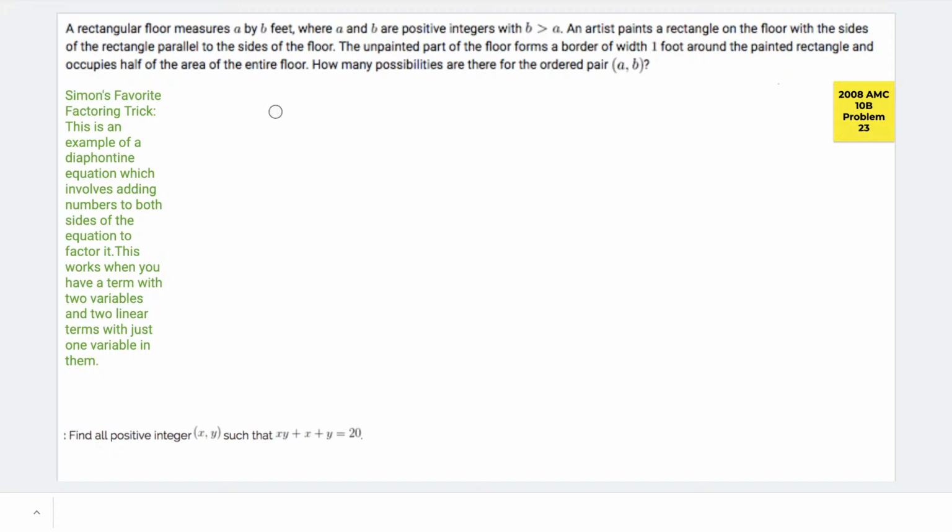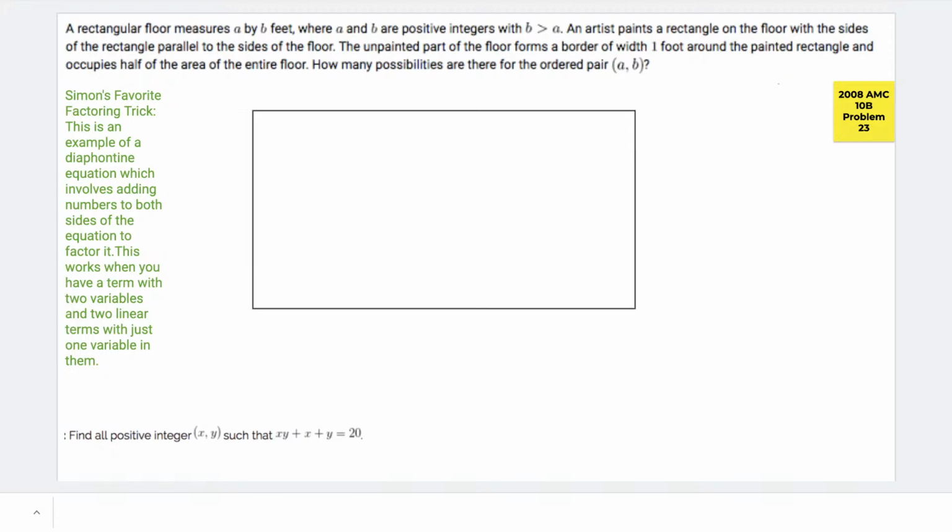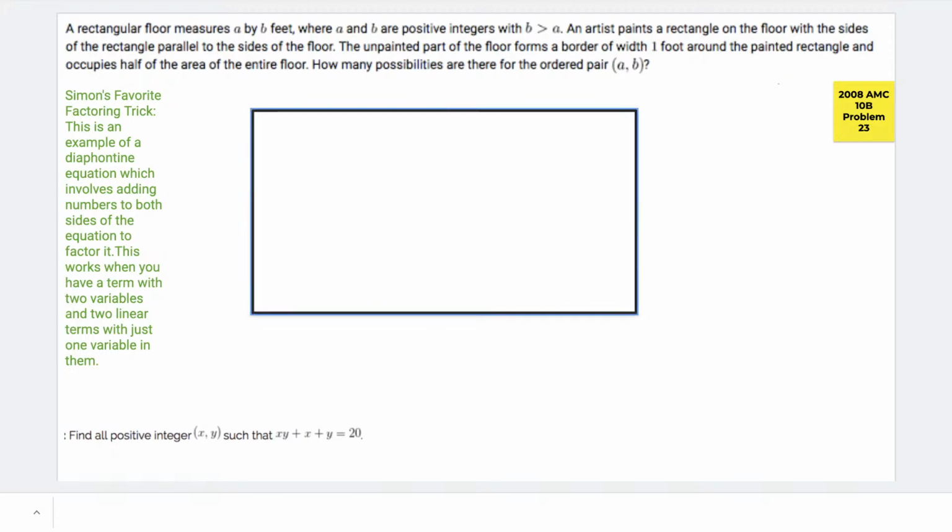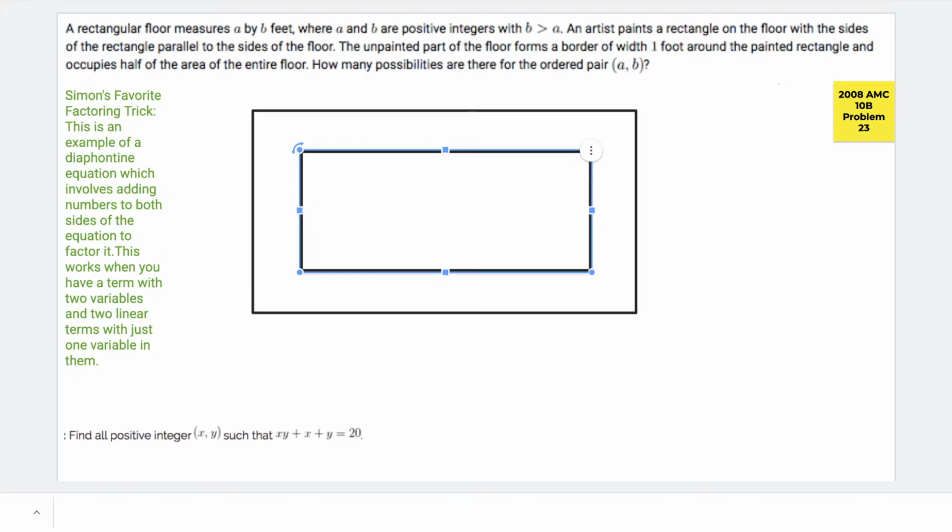So for such a problem, you make a diagram first to make it a bit easier to understand. And then we have a rectangle here. And it says that the artist paints a rectangle on the floor so it forms a border. So the floor is actually this area. So this is the flooring we have, with this smaller rectangle inside. And it makes a border of 1 foot. That means this is 1, and this is 1. Now, the problem also tells us that b is greater than a. So this is b, and this is a.